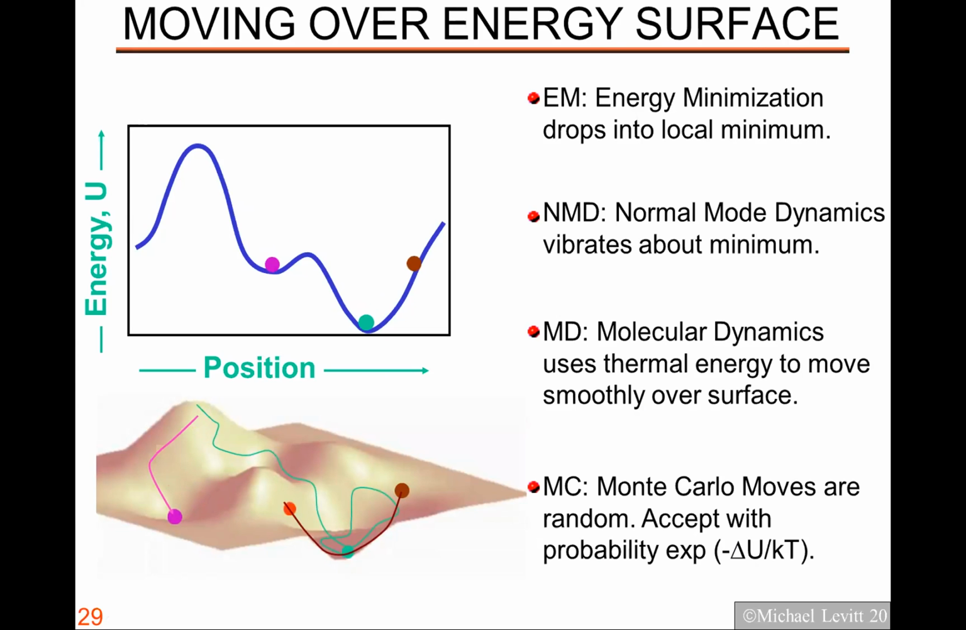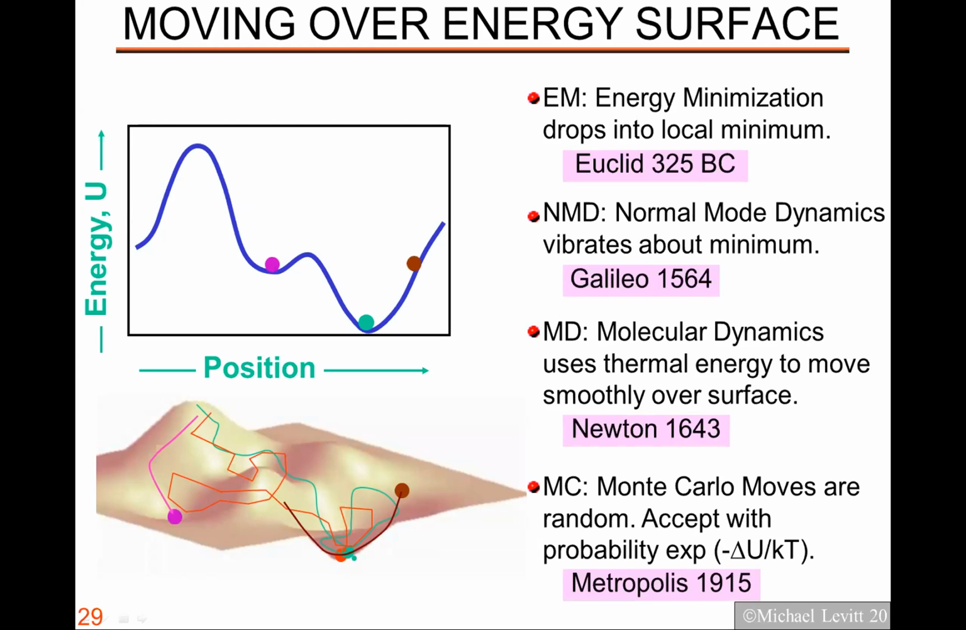And there basically you jump randomly over the surface and eventually end. Now these energy functions, these methods are all much older than the energy functions. Euclid probably was doing minimization. Galileo maybe was doing normal modes with his pendulum.